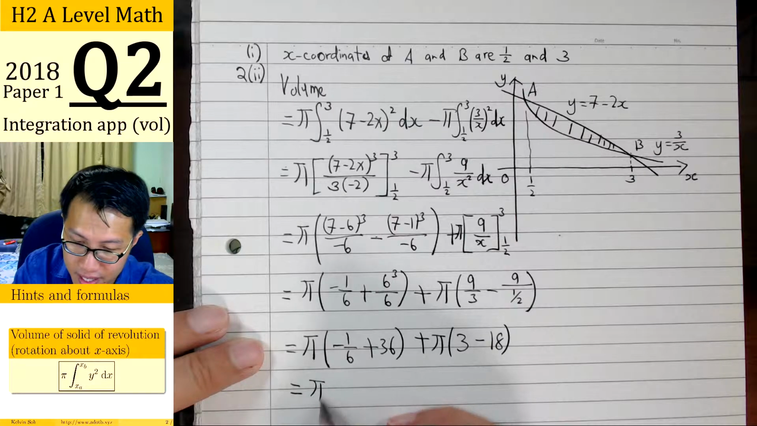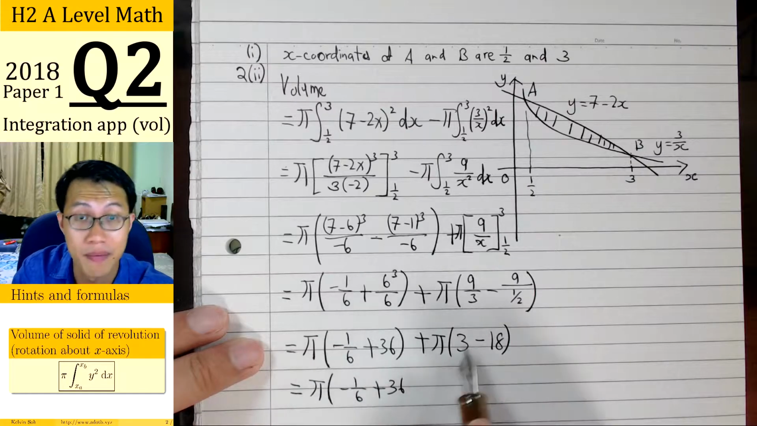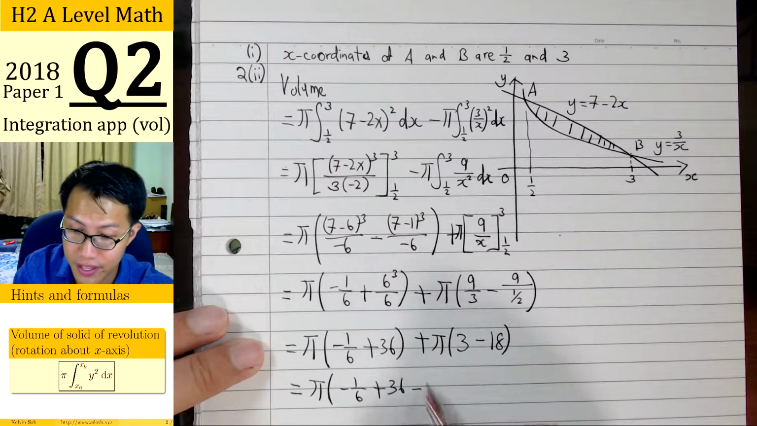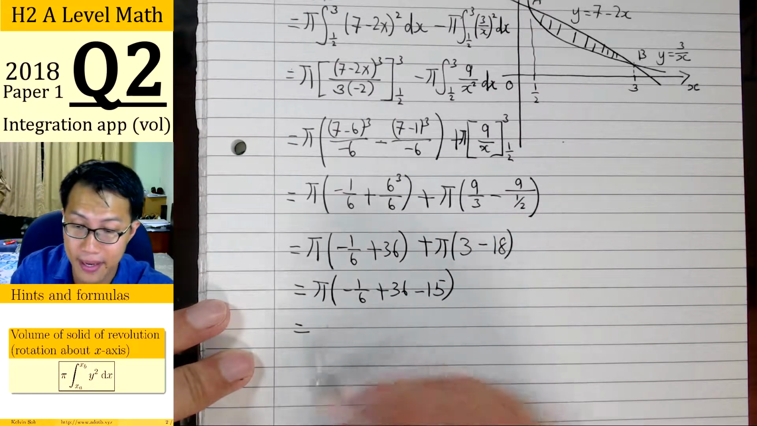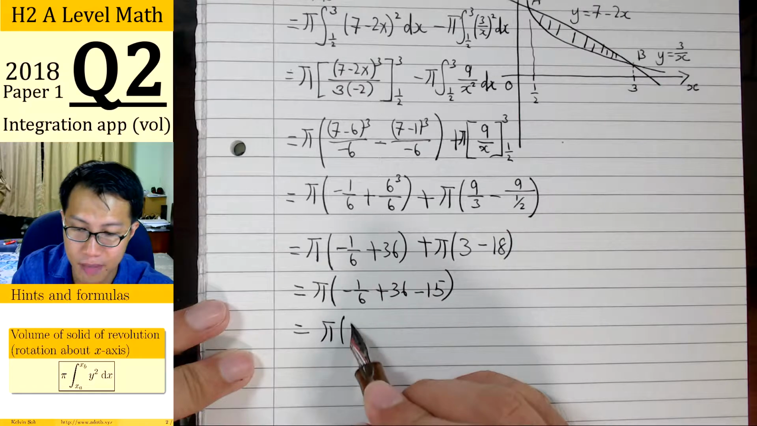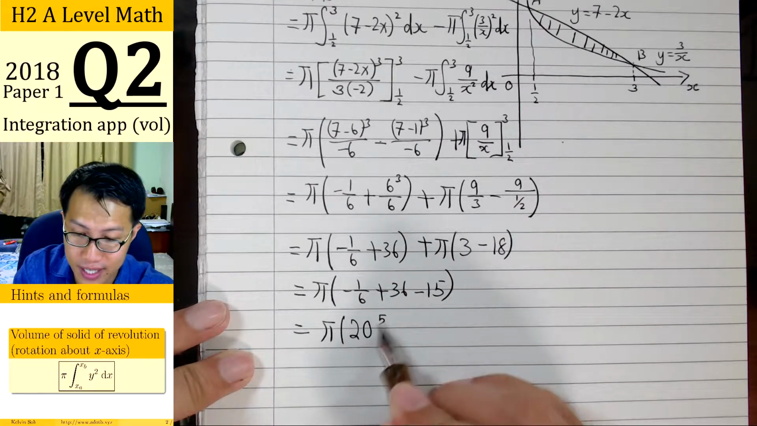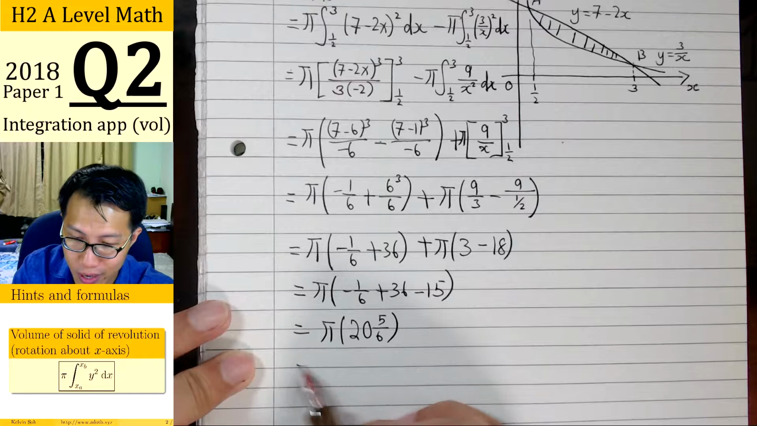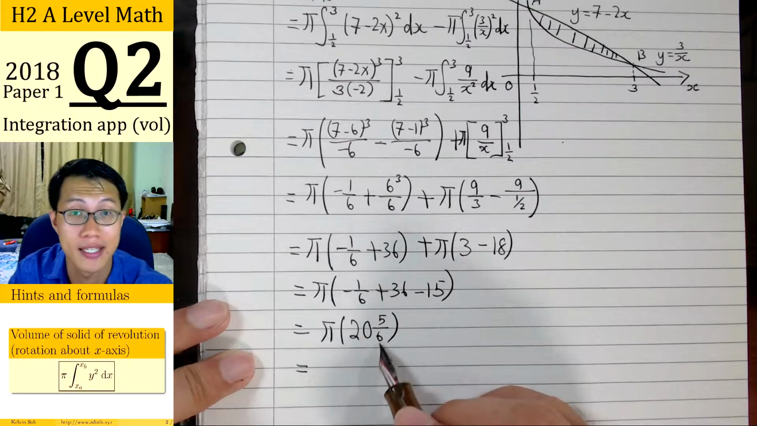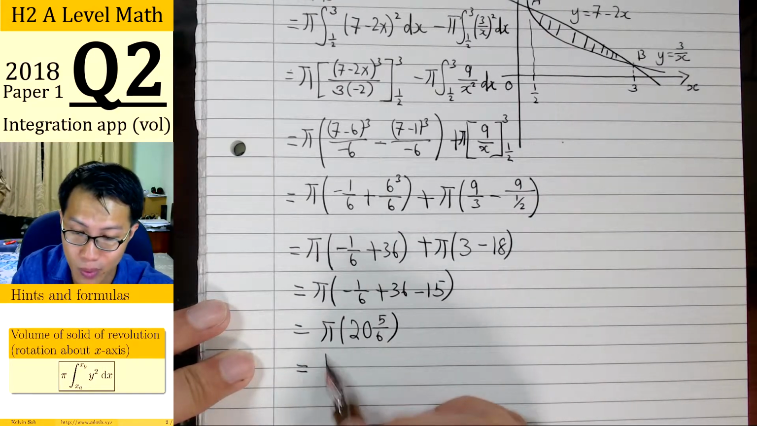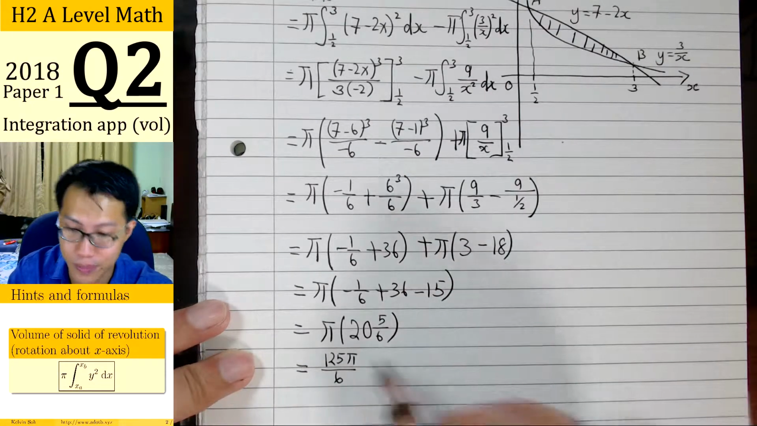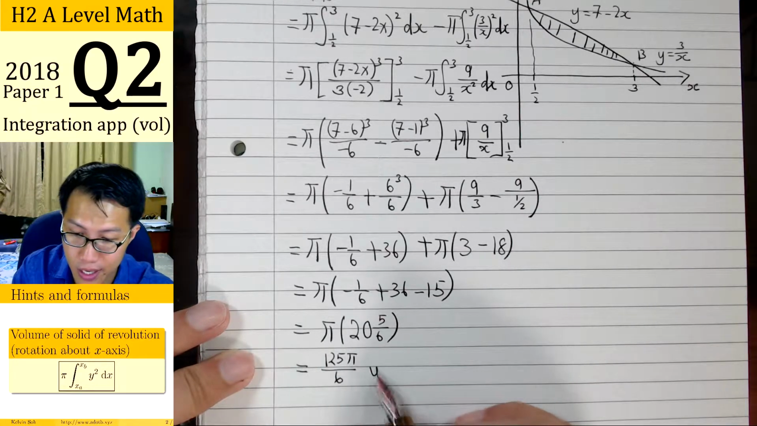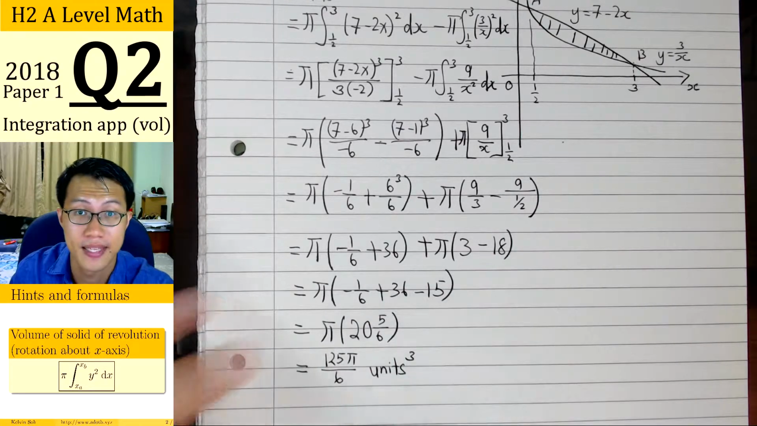Very close to the final answer already. Pi minus 1 over 6 plus 36. We'll factorize out the pi over here. 3 minus 18 will be minus 15. So 36 minus 15 will give us 21. And 21 minus 1 over 6 is the mixed fraction, 20 and 5 over 6. If you want to express our final answer as an improper fraction, 20 times 6 is 120 plus 5, that gives us 125 pi over 6. And this is our required volume. So this is 125 pi over 6 units cubed. And this is our final answer.